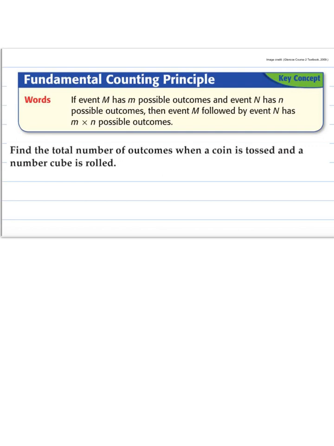All right, next thing, fundamental counting principle. This is if event M has M possible outcomes and event N has N possible outcomes, then event M followed by event N has M times N possible outcomes. So let's see, what does that mean? Okay, so our example here, find the total number of outcomes when a coin is tossed and a number cube is rolled. So let's first look at the coin. Okay, this would be like event M. We have to find out how many possible outcomes are there for flipping a coin. Well, there's heads or there's tails. So there's 2 outcomes.